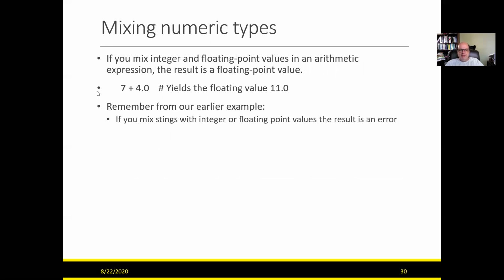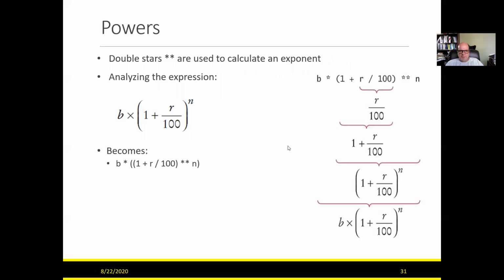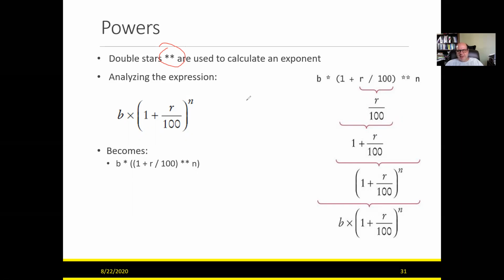If you mix them up, it's going to promote it, just like C++. So if I have an integer plus a double, which we call floating point over here, it's going to promote it to this. We do have a power operator in here that some of you wish you had in C++. So power is available in Python. It's the 2-star for power.